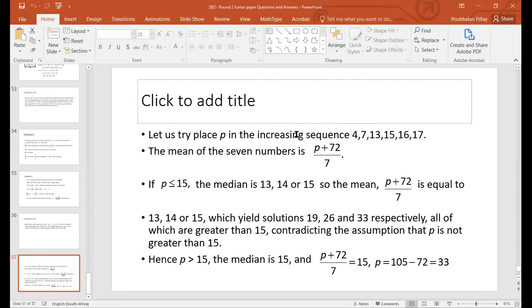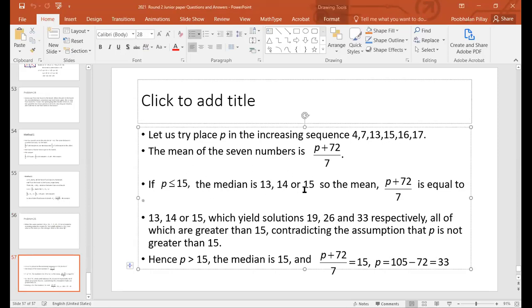Let us try to place P somewhere here. We already got this. If P is less than or equal to 15, the median is 13, 14, 15. These are the possibilities. So the mean is equal to any of them, which yields solutions of 19, 26, and 33. In each case we solve the equation P plus 72 is equal to 7 times the median.